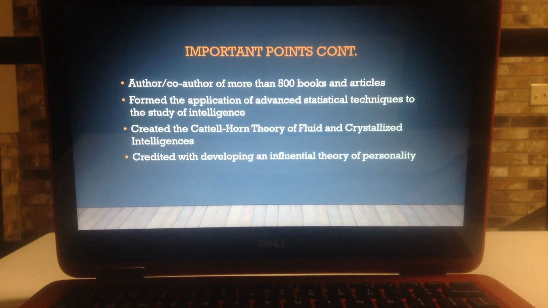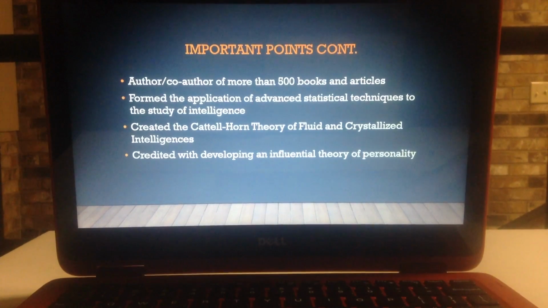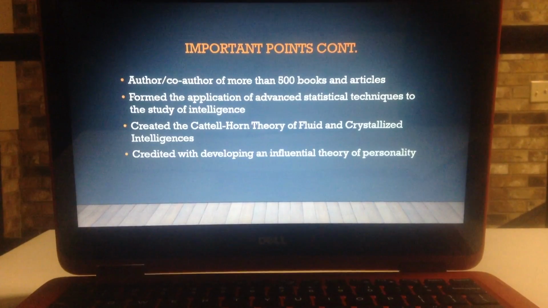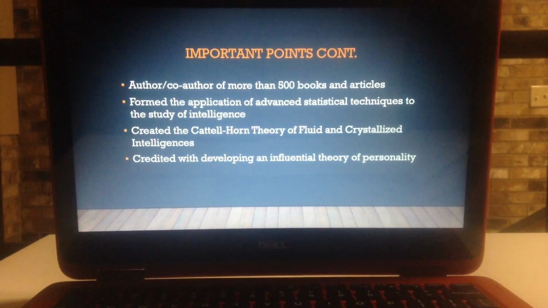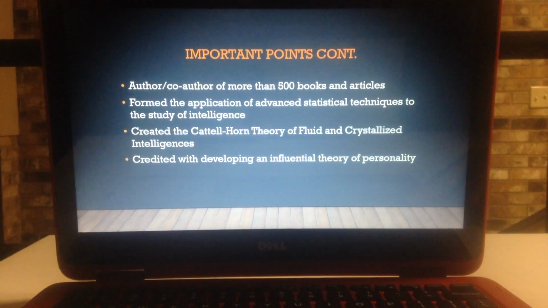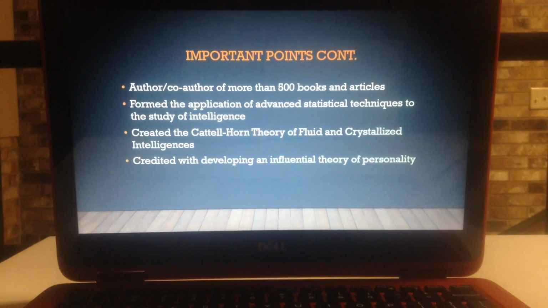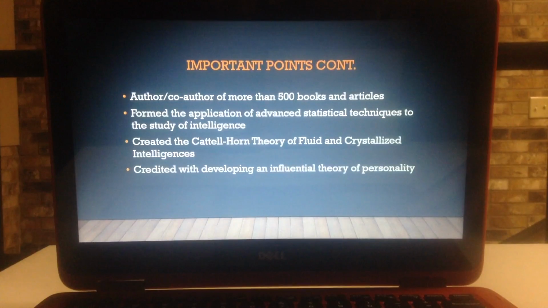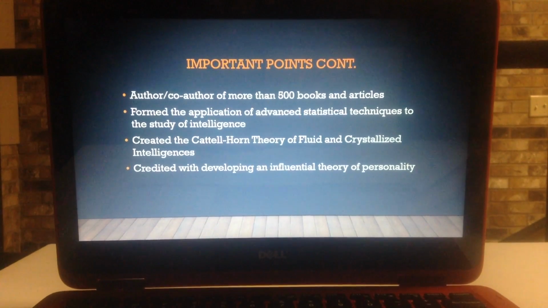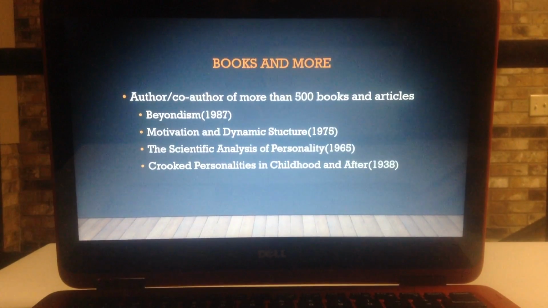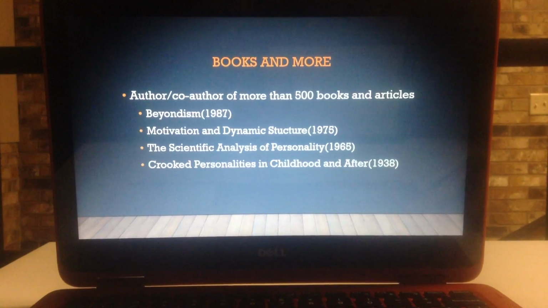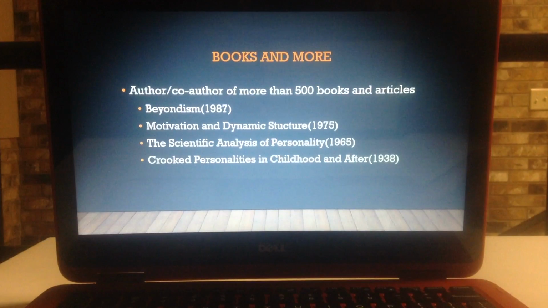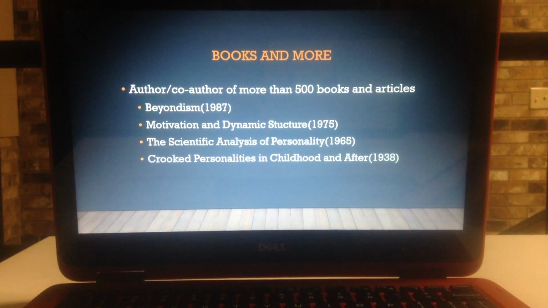Other important points. He is the author or co-author of more than 500 books and articles. He pioneered the application of advanced statistical techniques to the study of intelligence. He created the Cattell-Horn theory of fluid and crystallized intelligences. He is credited with developing an influential theory of personality. Books he wrote were Beyondism, Motivation and Dynamic Structure, The Scientific Analysis of Personality, and Crooked Personalities in Childhood and After.